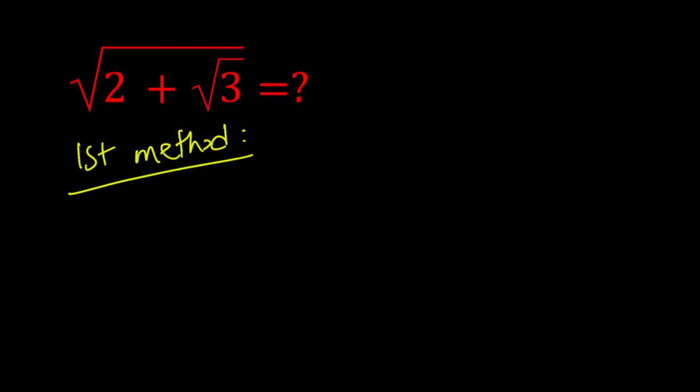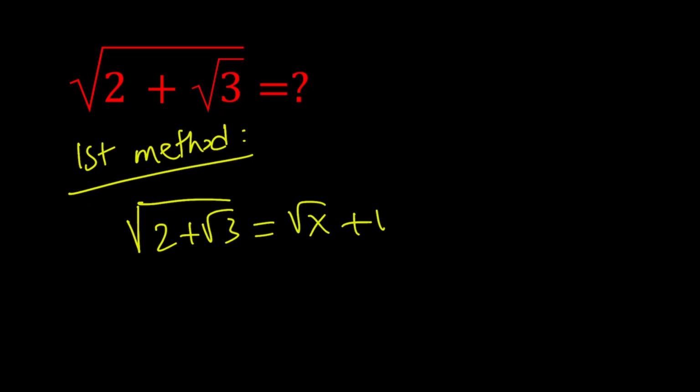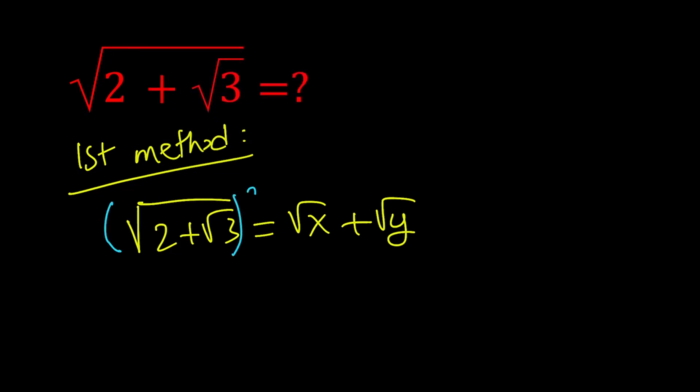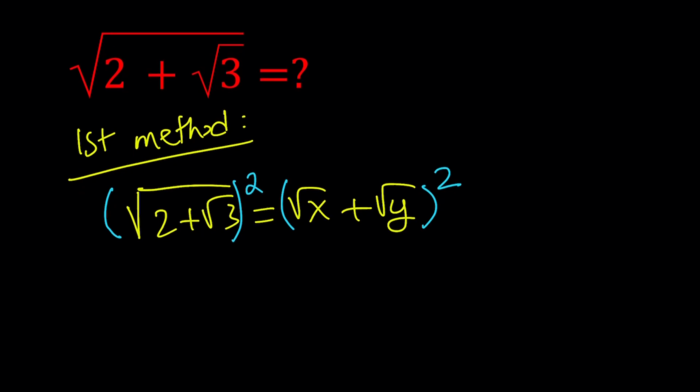For my first method, I'm going to set this equal to square root of x plus square root of y. Now, that is our goal, to write this as a sum of two radicals. And after this, let's go ahead and square both sides. All right, great. Obviously, we want x and y to be rational numbers here.